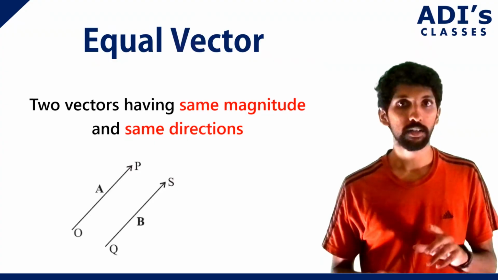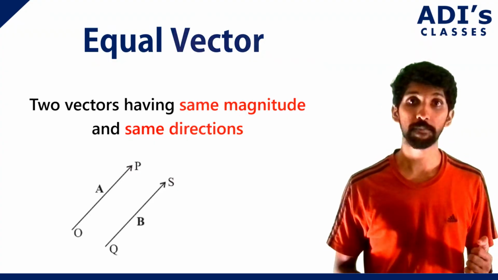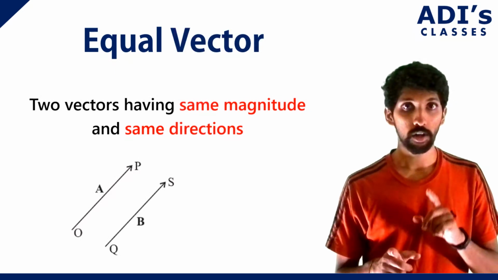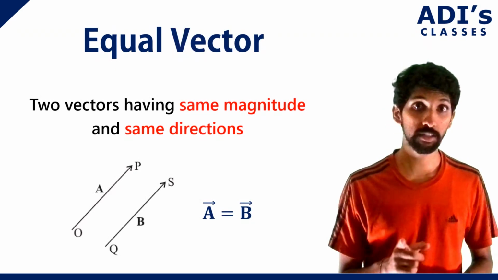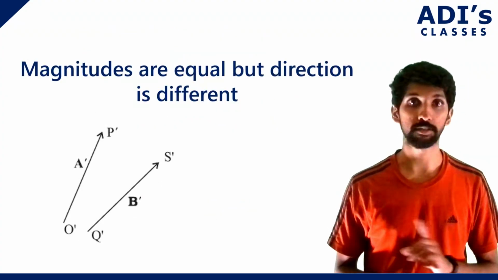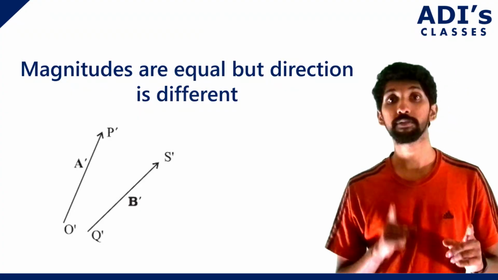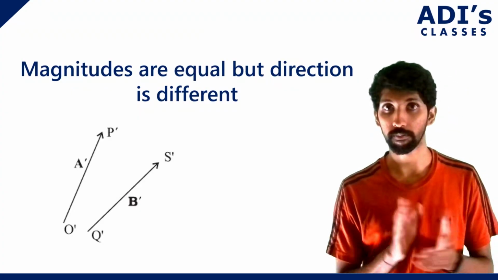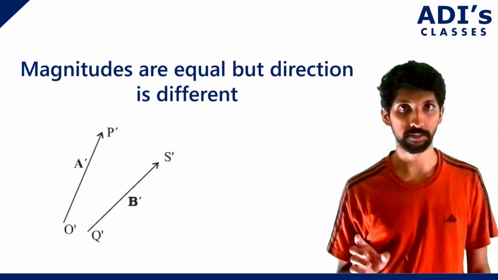Now you have one more type. See vector A dash and vector B dash. Magnitude wise they are the same, but direction wise they are different, so we don't call them equal vectors. For two vectors to be equal, both magnitude and direction should be the same. Understood? So those are equal vectors and unequal vectors.